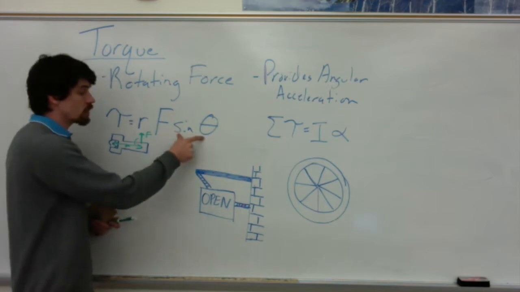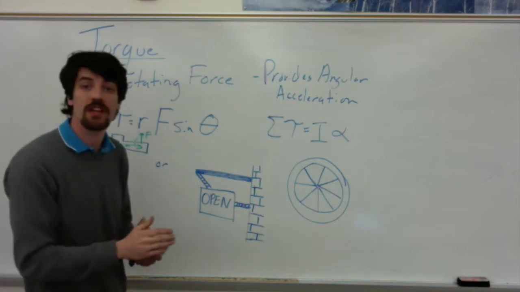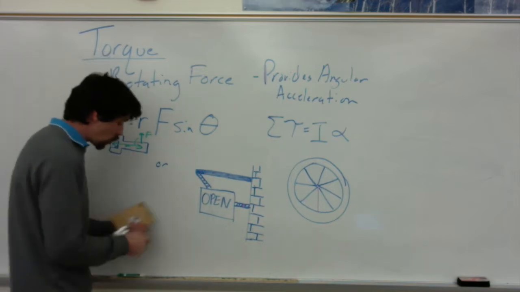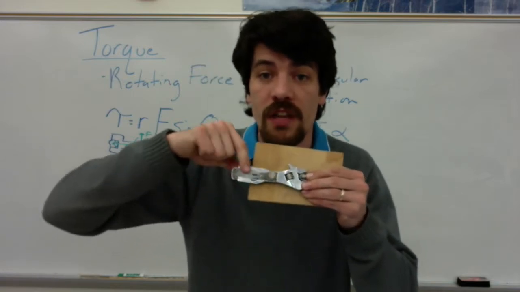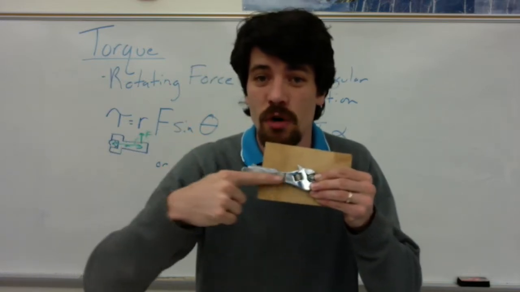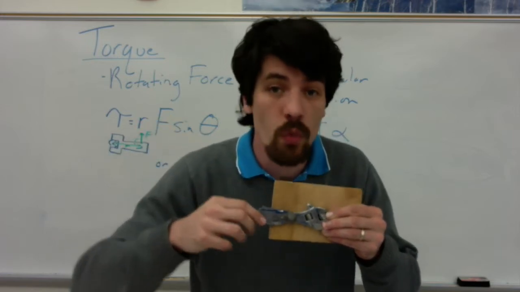Now, notice sine goes to 1, so it's basically just the radius times the force, if we're looking at a force applied perpendicularly. We get maximum torque when we push perpendicular to how this thing is set up. If I push this way, I'm not going to get anything. If I push something like this, it's not going to work nearly as well.